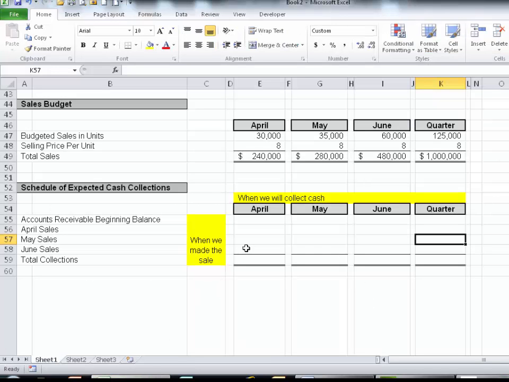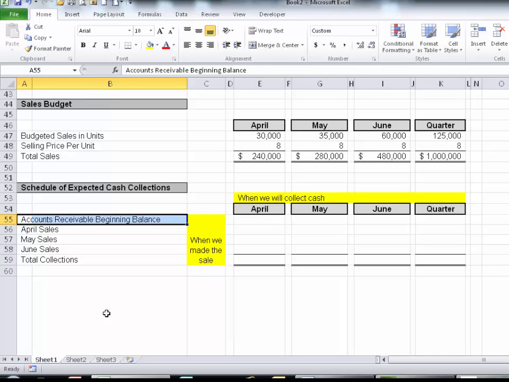So when we come back here, we are going to match up our sales. I'm going to skip over the accounts receivable beginning balance for now, and I'm going to start with April because this row represents the collection of this number, $240,000.